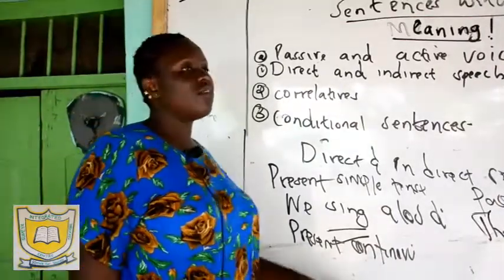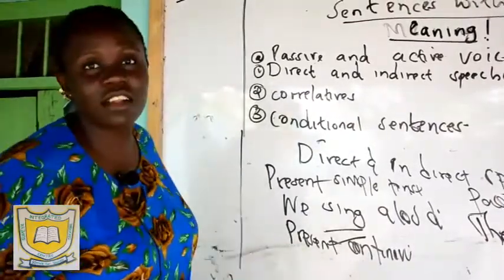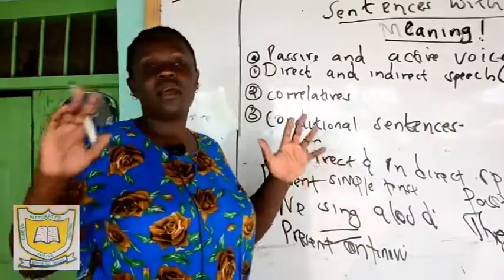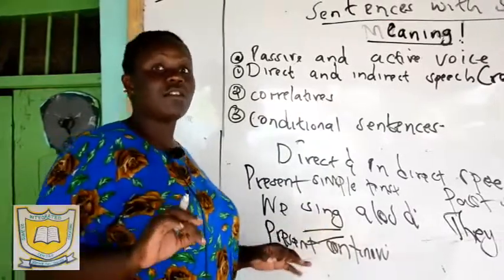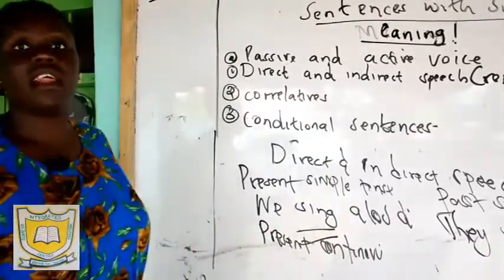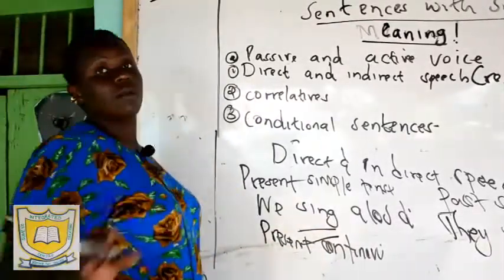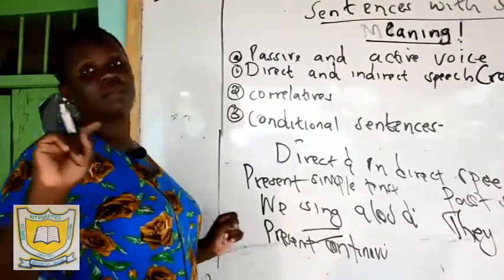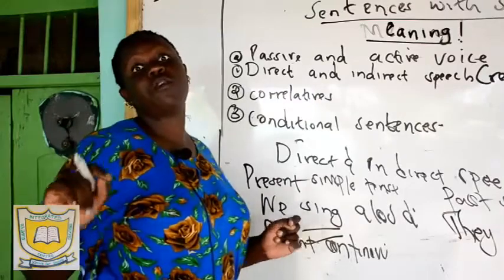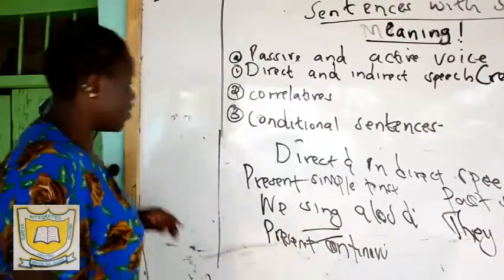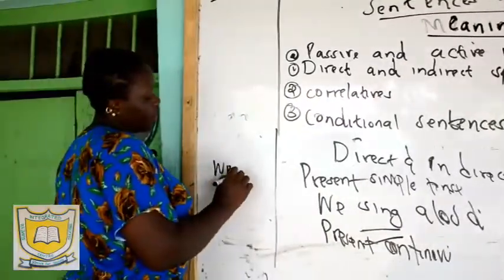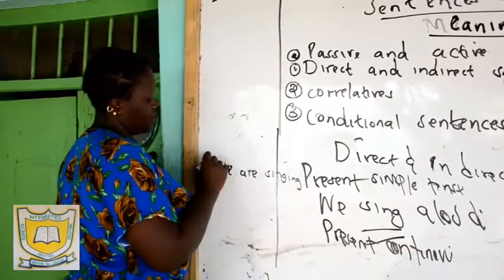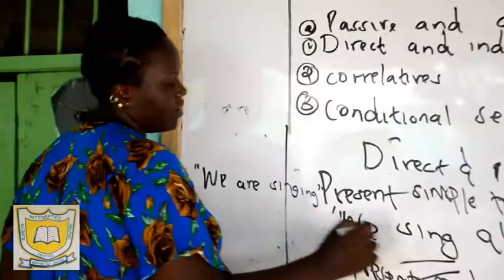The present continuous tense: how do we form the present continuous tense? Now, tenses, we bring tenses in. The present continuous tense is formed by use of is, are, or am, for the person, plus a present participle. And what is a present participle? It's simply the ing form of a verb. For example, we are singing. Now, this is the present tense.